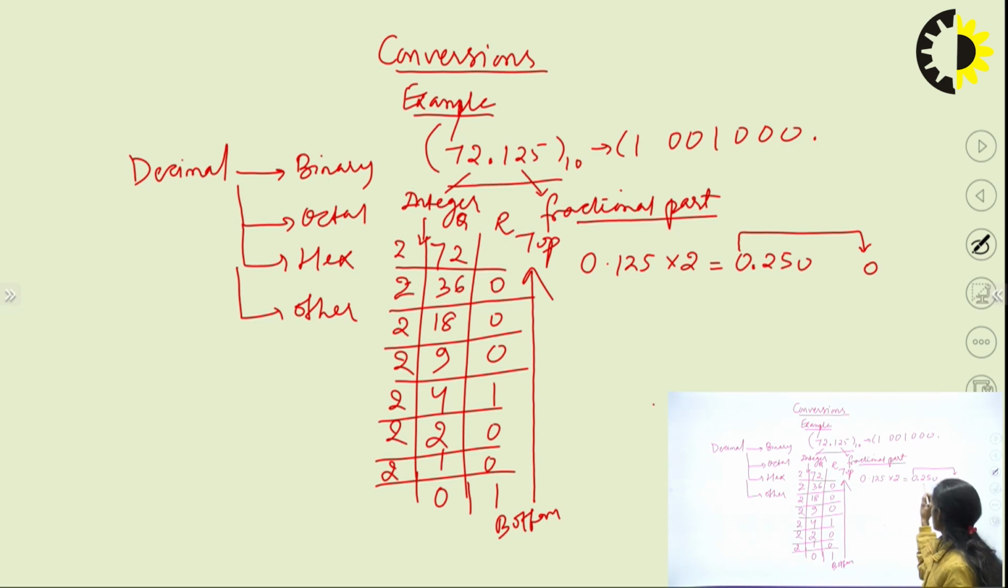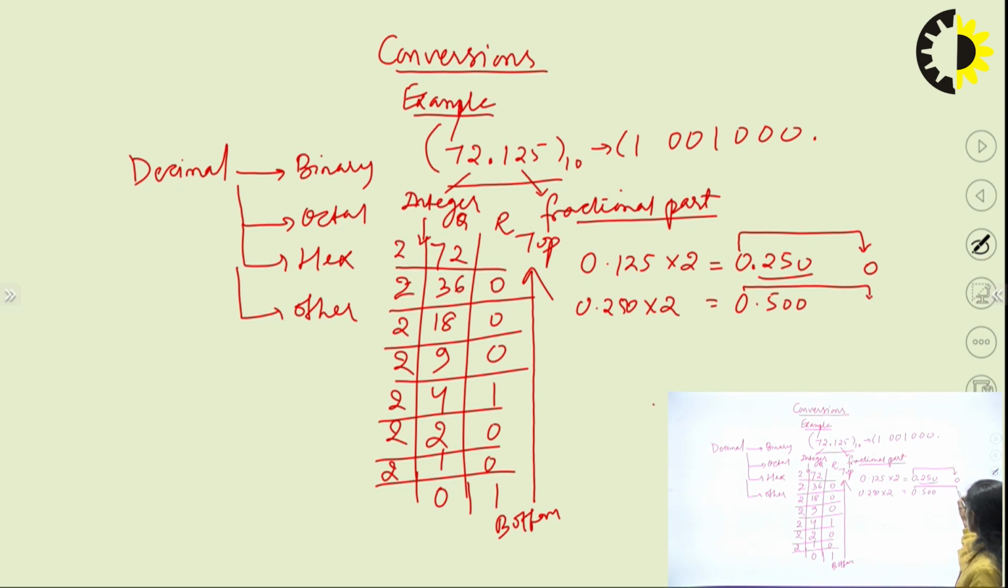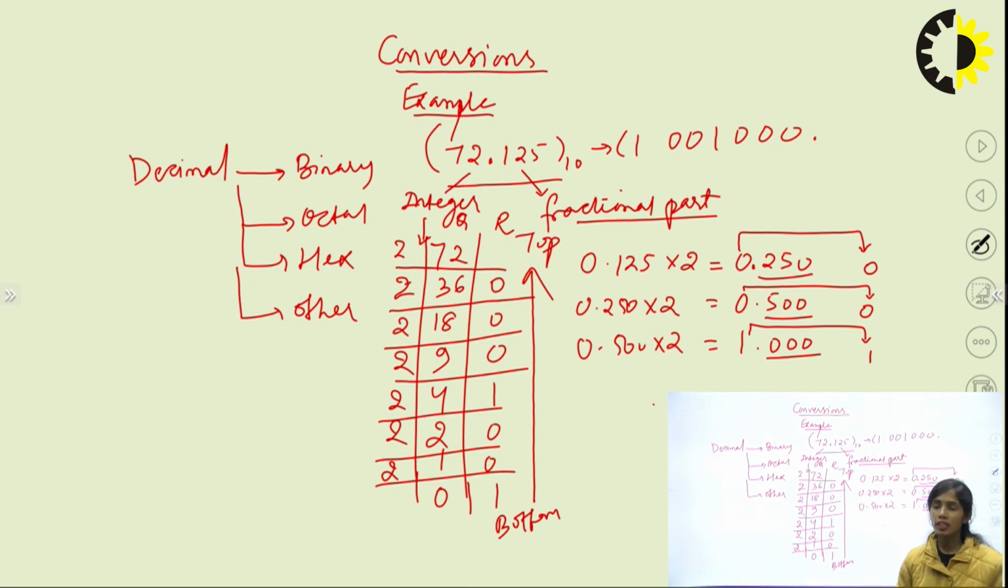Again multiply, again take the fractional part, 0.250, again it is multiplied by 2. I will get 0.500 and the same integer value is coming out here, which is 0. Again the fractional part will be multiplied, 0.500 multiplied by 2. I will get 1.00. That means it is coming out to be 1 here. Now in this case we observe that the fractional part now becomes 0.